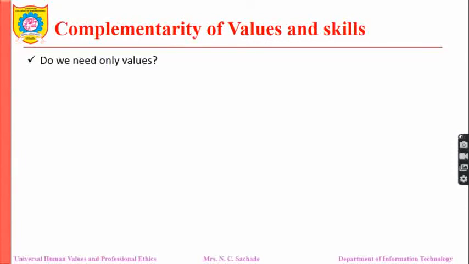So there is complementarity of values and skills. How? We will understand. Now you see, do we need only values to live peacefully? You name any value, and I would say honesty is the value I value so much. So whether only honesty is needed in every walk of life? With only honesty, whether I'll be able to sustain? Question mark. Whether we need only skills, so I can make a presentation very nicely.